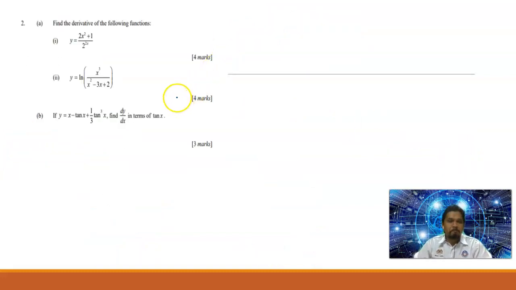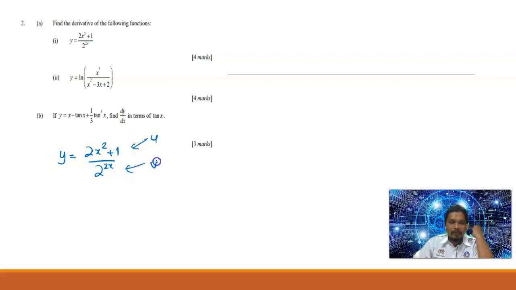Okay, next question. Find the derivative of the following function. So y equals 2x squared plus 1 divided by 2 to the power of 2x. Okay, so guys, girls, for this one, if we differentiate this based on the question here, because it's a ratio, then we have u and v. So y prime of this one, we come up with u prime multiplied by v minus u multiplied by v prime, divided by v squared.